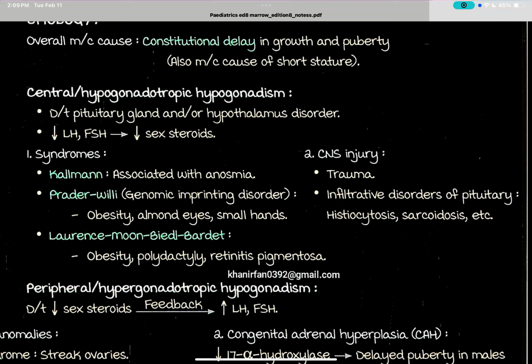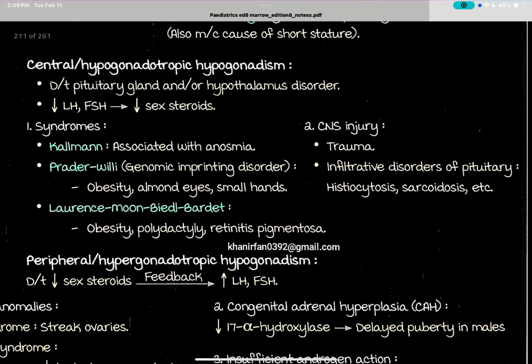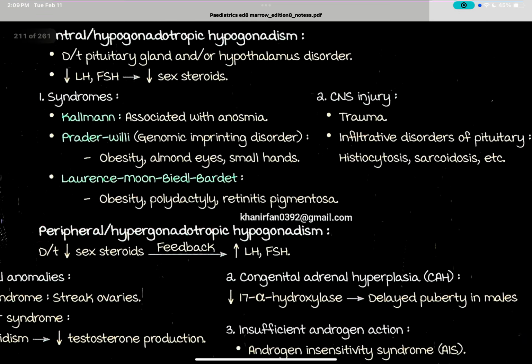Central hypogonadotropic hypogonadism. Due to a pituitary gland or hypothalamus disorder, you have central hypogonadotropic hypogonadism: decreased luteinizing hormone, decreased follicle stimulating hormone, decreased sex steroids. Syndromes: Kallmann syndrome is associated with anosmia. Prader-Willi syndrome, a genomic imprinting disorder: obesity, almond eyes, small hands. Laurence-Moon-Biedl-Bardet syndrome: obesity, polydactyly, retinitis pigmentosa. CNS injury, trauma, infiltrative disorders of the pituitary, histiocytosis, sarcoidosis, etc.